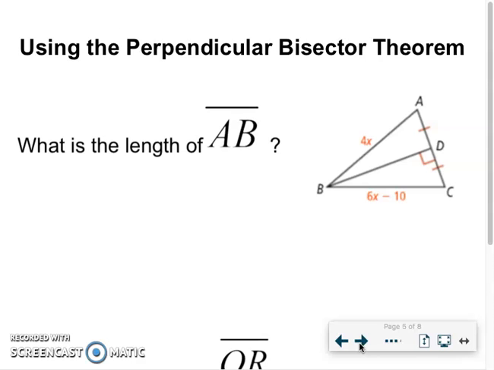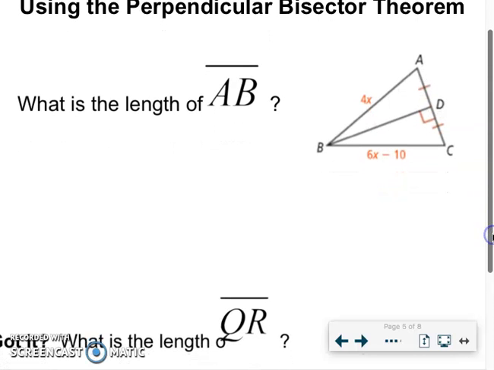So using it, this will be the type of question you might see. It says, what is the length of AB? Well, here's what I noticed right away. I see a perpendicular bisector. This BD is perpendicular to AC, and it's cutting it in half. So that makes D the midpoint, which means that we can use the perpendicular bisector theorem to figure out the length of AB.